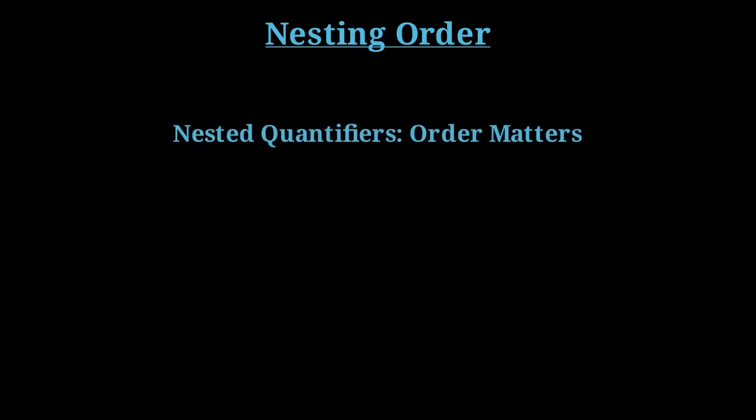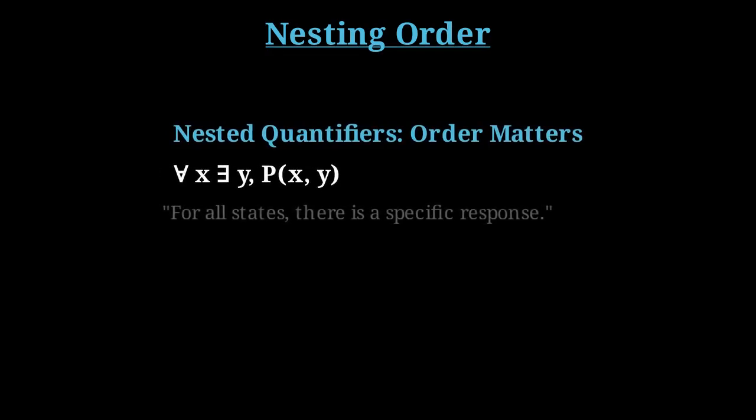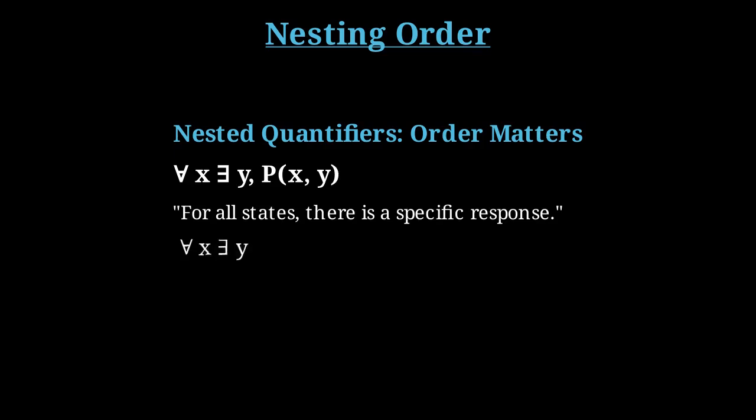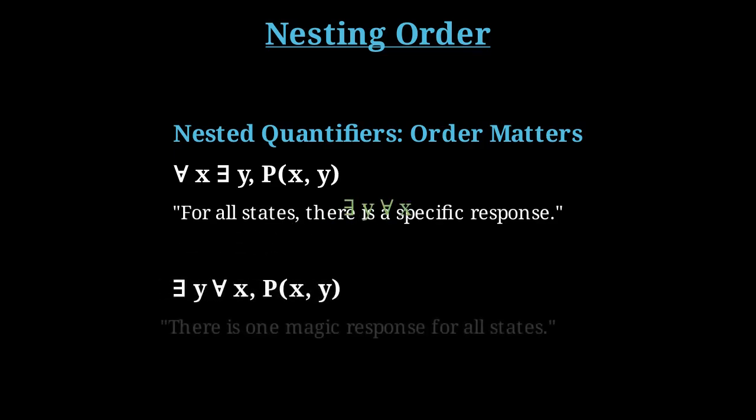When we combine quantifiers, the order changes everything. Consider the statement: for all states X, there exists an action i that wins the game. This means our agent has a specific response tailored to every individual situation. But if we swap the order to "there exists an action i such that for all states X, it wins the game," we're describing a single magic bullet action that beats everything universally.